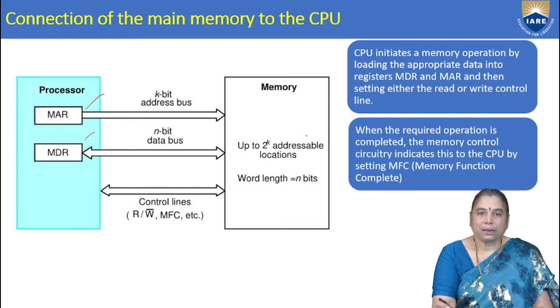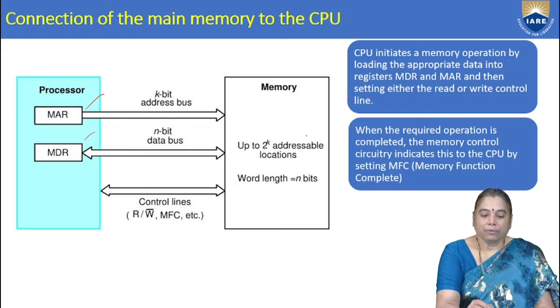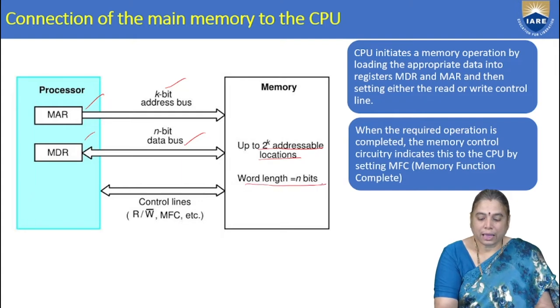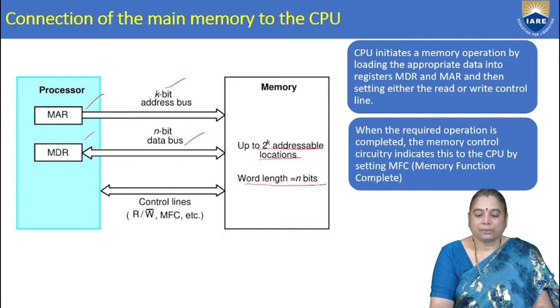So here memory can be used for storage. The storage capacity can be specified with the help of address lines and how many bits per word can be stored in the memory. If there are k-bit address lines, then up to 2 power k addressable locations can be available in the memory. And if there is an n-bit data bus, the word length can be specified as n bits. In this way, by using the address bus and data bus lines, the storage capacity of the memory can be determined.